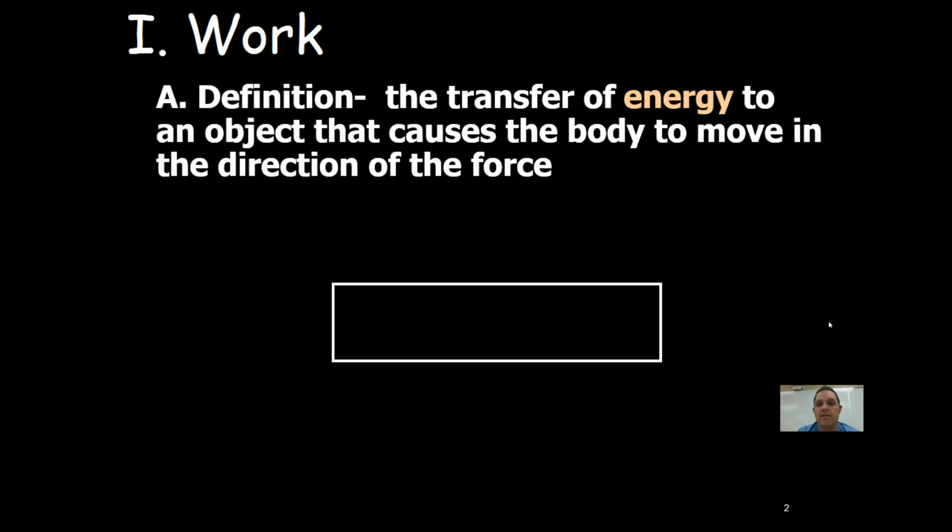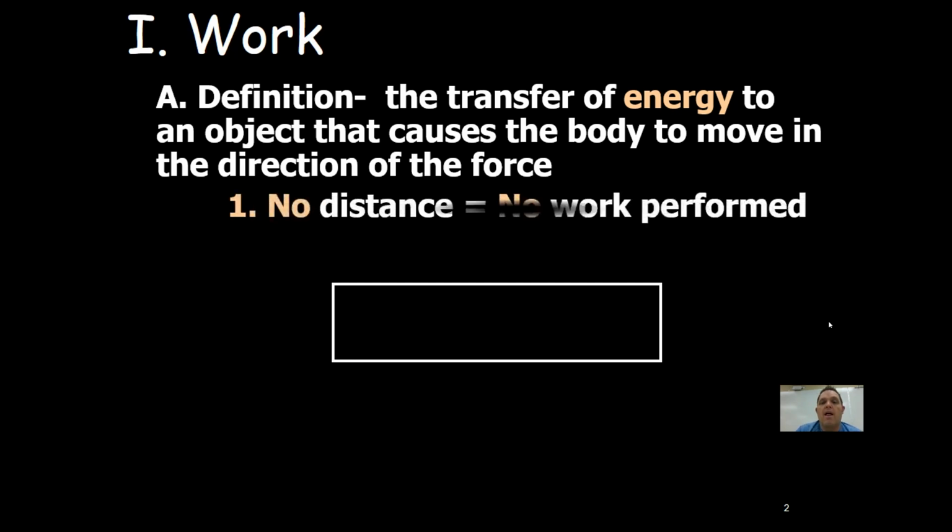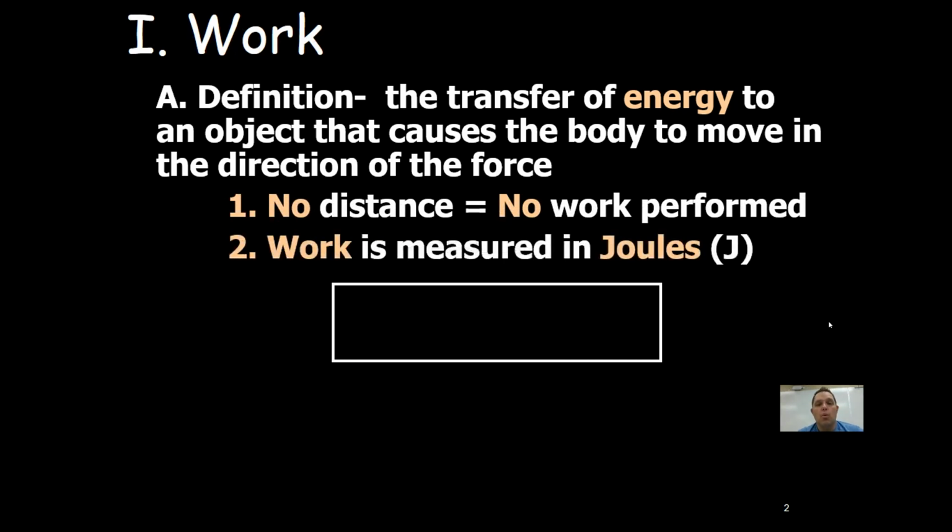But the definition of work in physics is that you have to move to do any work. So no distance, no work. Holding that book straight up, that's no work according to physics. Work is measured in joules, and the equation is pretty straightforward: work equals force times distance. And we'll do a couple problems with that.